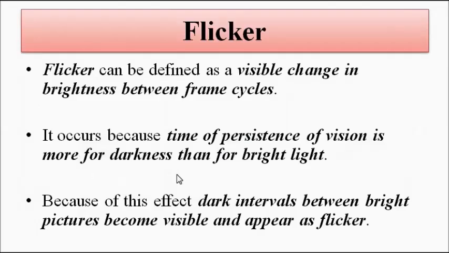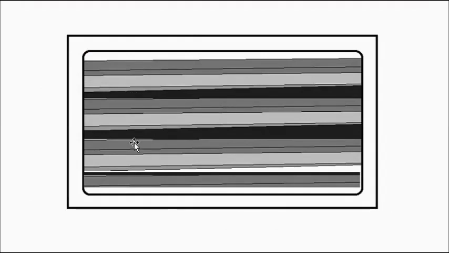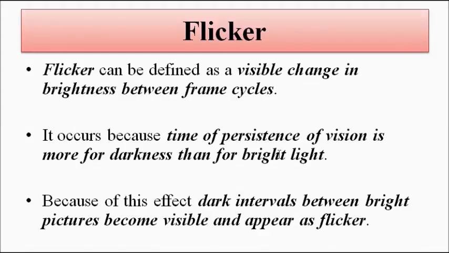So why did flicker happen? Because the persistence of vision time is more for a dark image than for a bright image. It means that when we look at a dark image, it lasts a little more time compared to when we see a bright image. So it appears as if the screen flickers, and because of this, the dark intervals between the bright pictures become slightly visible.